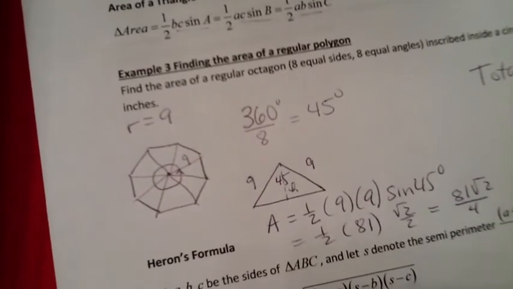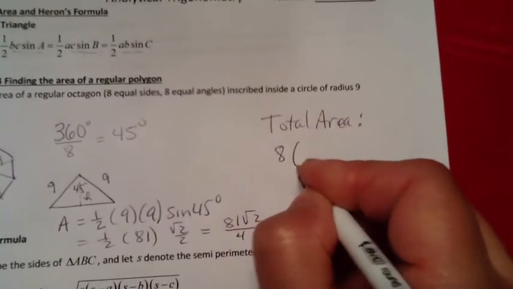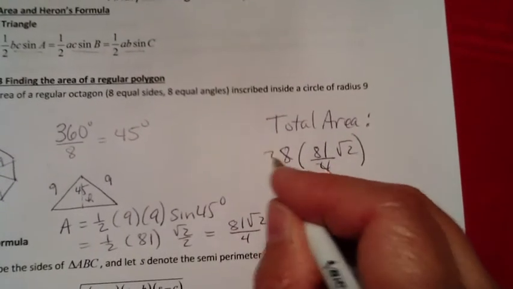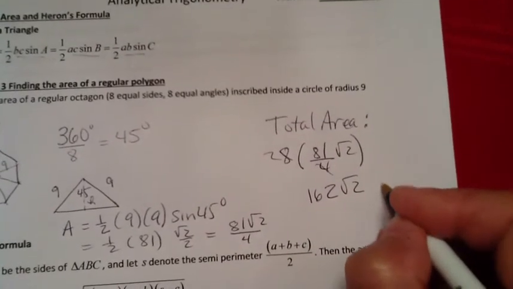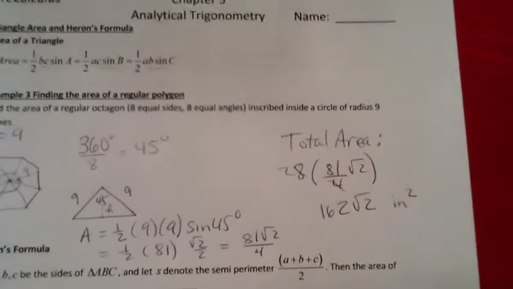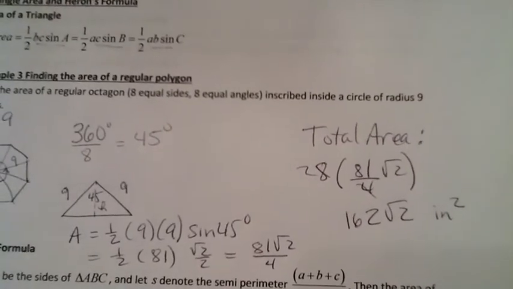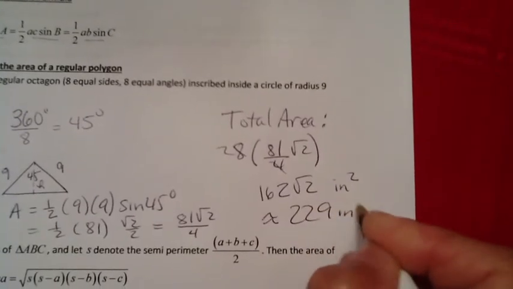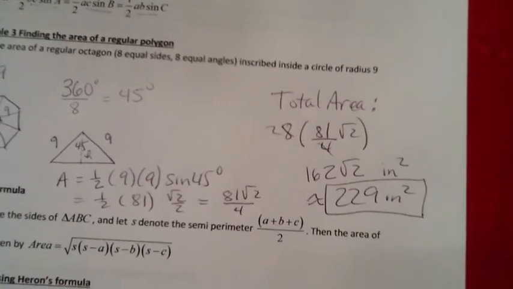So the total area is going to be 8 times one of my triangles, which happens to be 162 square root of 2, and this would be square inches. And if you put that into your calculator, you would end up with approximately 229 square inches is the total area. So all you have to do with a regular polygon is find one triangle and go from there.